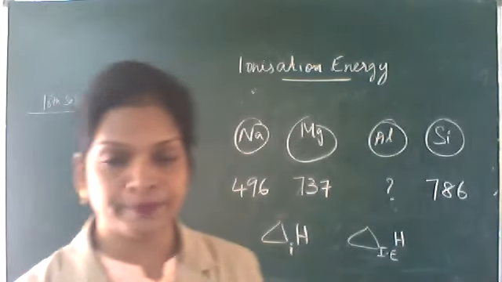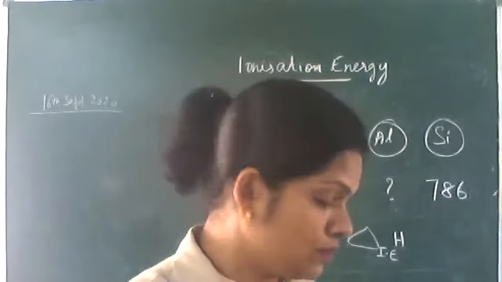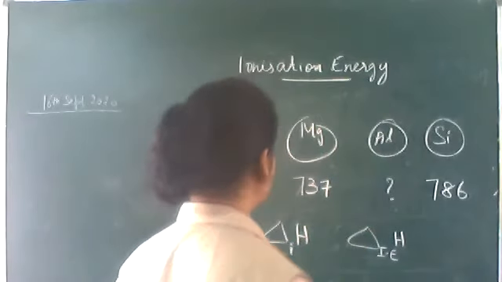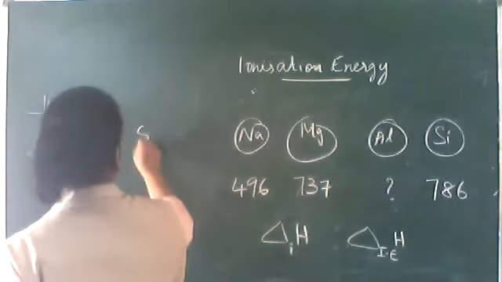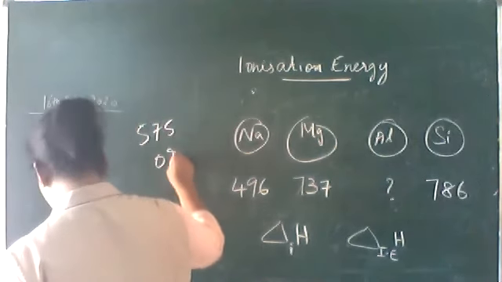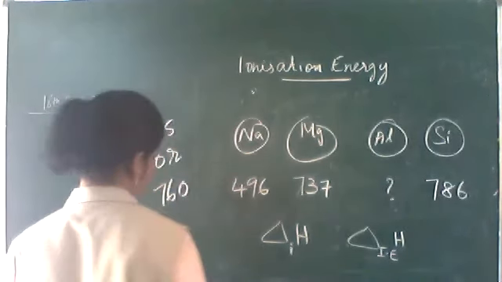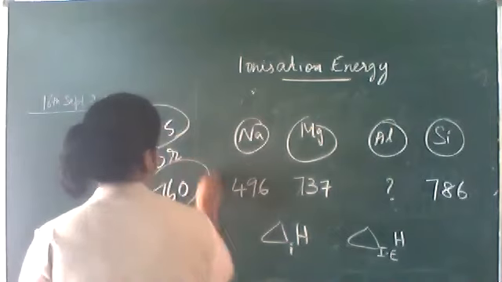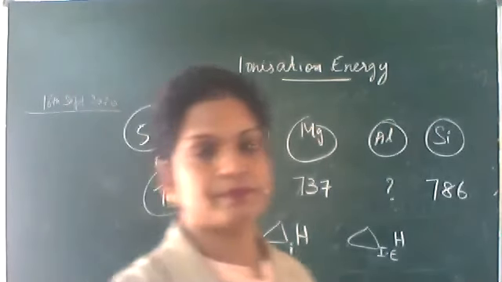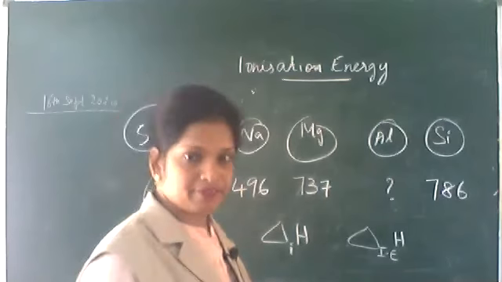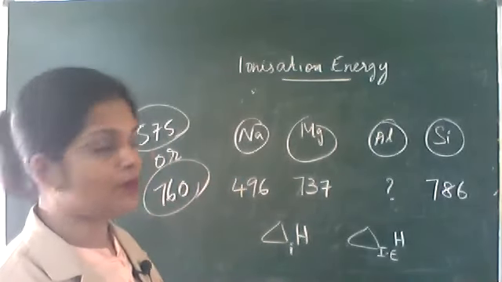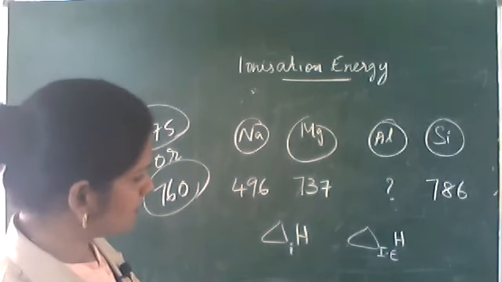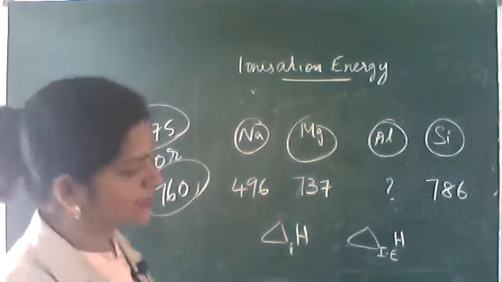Now the question is, predict whether the delta Hi value for aluminium will be closer to 575 or 760. Is it 575 or 760? You have to predict which number will be coming there. 496, 737, and there is a gap, and 786.